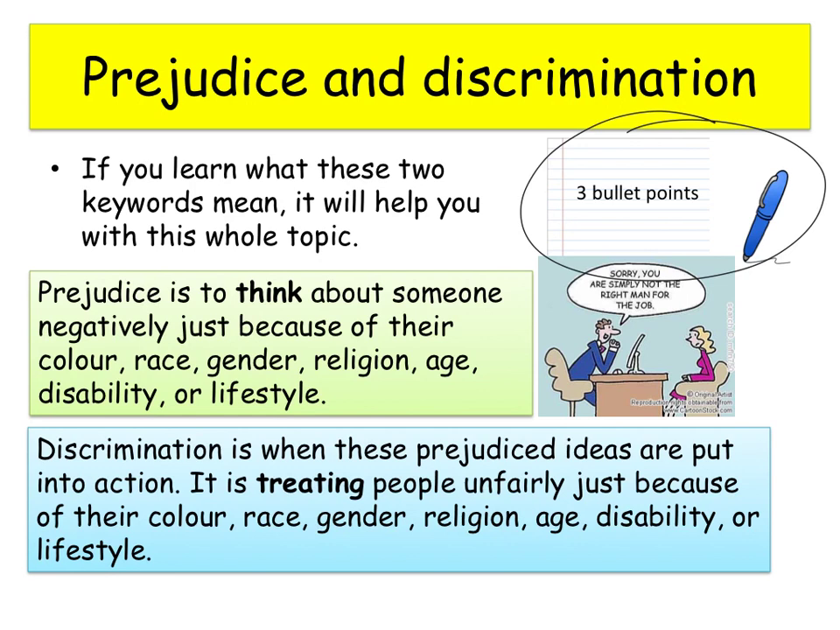So prejudice is to think about someone negatively just because of their colour, race, religion, age, disability or lifestyle. Discrimination is when these prejudiced ideas are put into action. It's treating people unfairly just because of their colour, race, gender, religion, age, disability or lifestyle. So just think about what the difference is between those 2 things. Your 3rd bullet point should explain the difference.